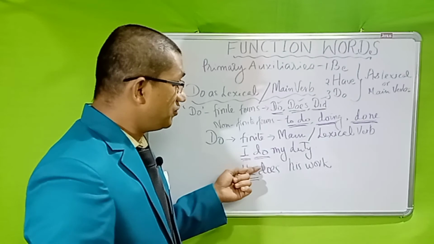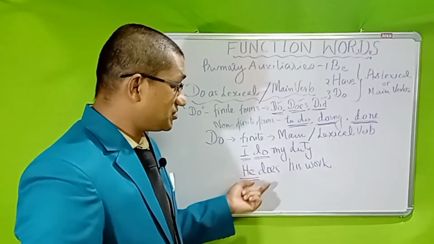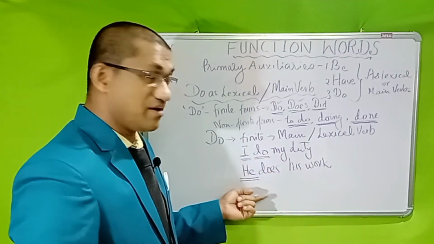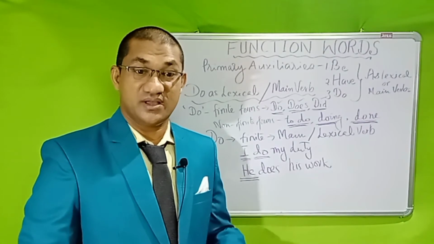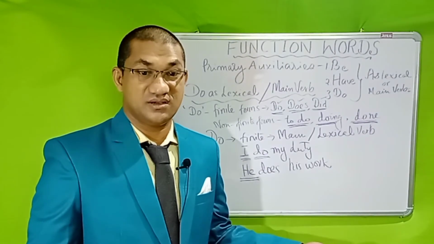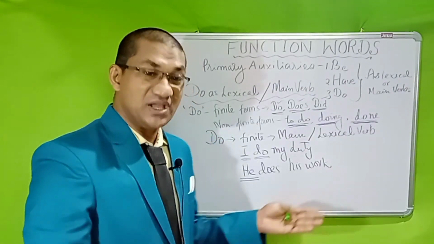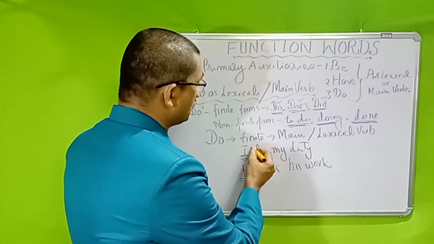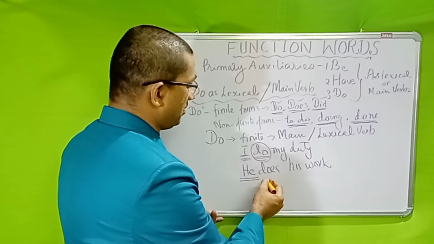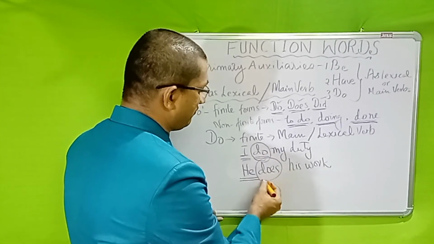So I do my duty. He does his work. And she does her work. It does its work. All right. So in all this, we can see that it is do as a main verb, does as a main verb.